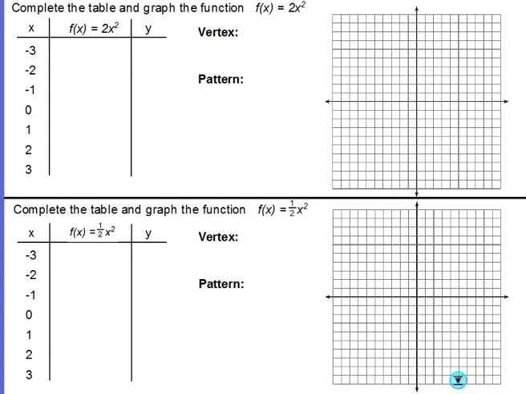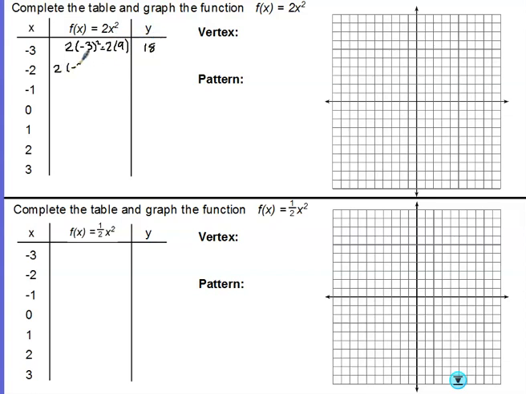We'll go ahead and create our table one more time for a function that now is being multiplied by 2. So if I plug in an x of -3, I've got 2 times -3 squared, which is 2 times 9. We need to do exponents first, and I get 18.